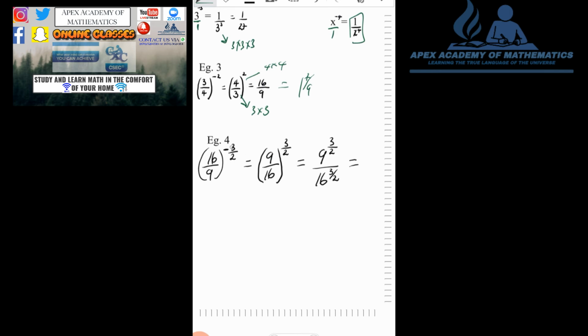Now, another mistake that students make is that they completely forget that the rule did not say we should reciprocate the power. We should reciprocate the base, the quantity, and change the power from negative to positive. So a lot of students will do 9 over 16 raised to the 2/3.